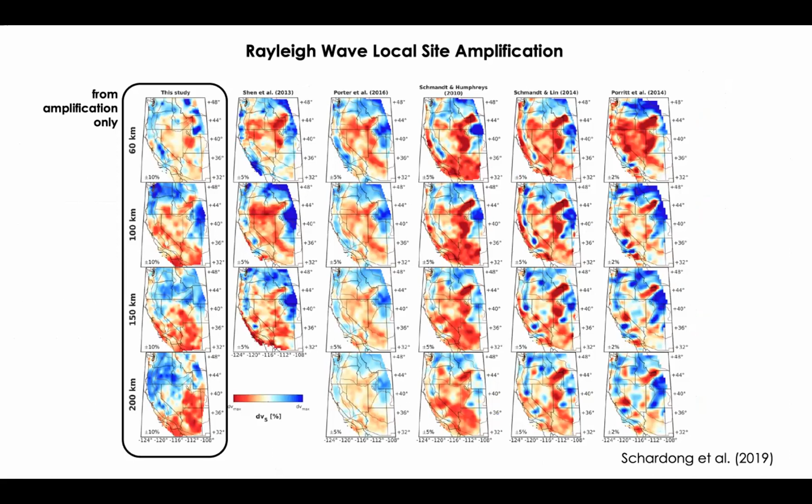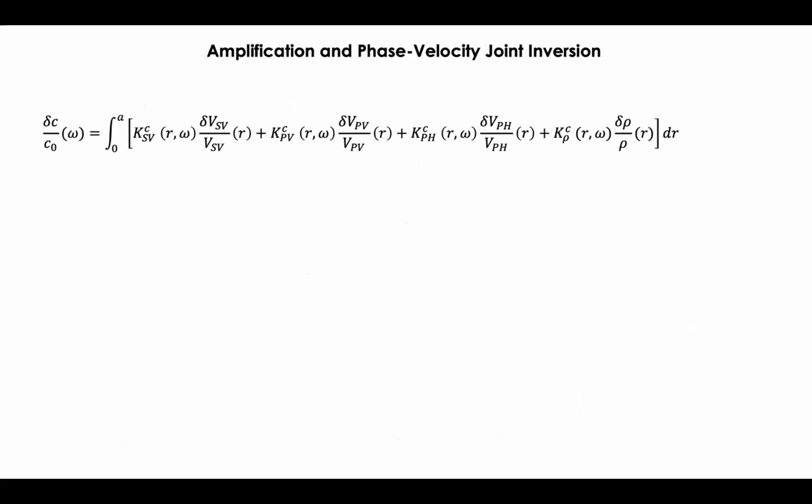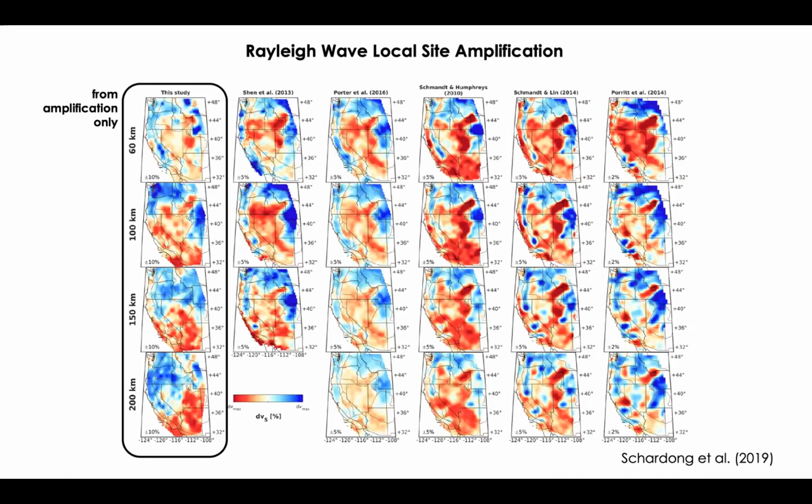This figure has a lot going on, but I've tried to highlight the left column, which is their amplification derived model that they're then comparing to a number of other USArray models. So I would say the amplification model agrees better with the other models at 60 and 100 kilometers depths than it does at greater depths, but it captures the north-south contrast in wave speed at all depths shown here.